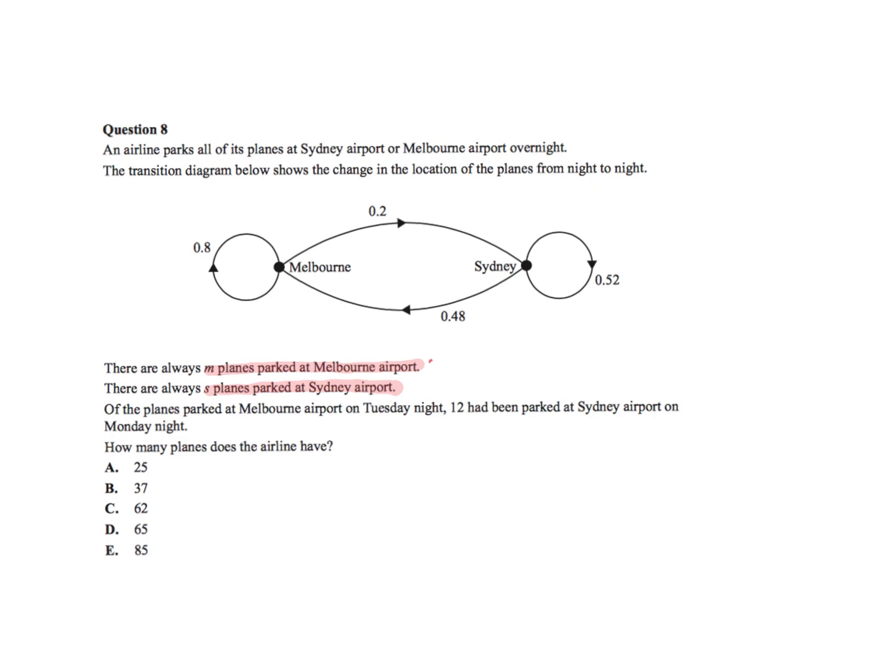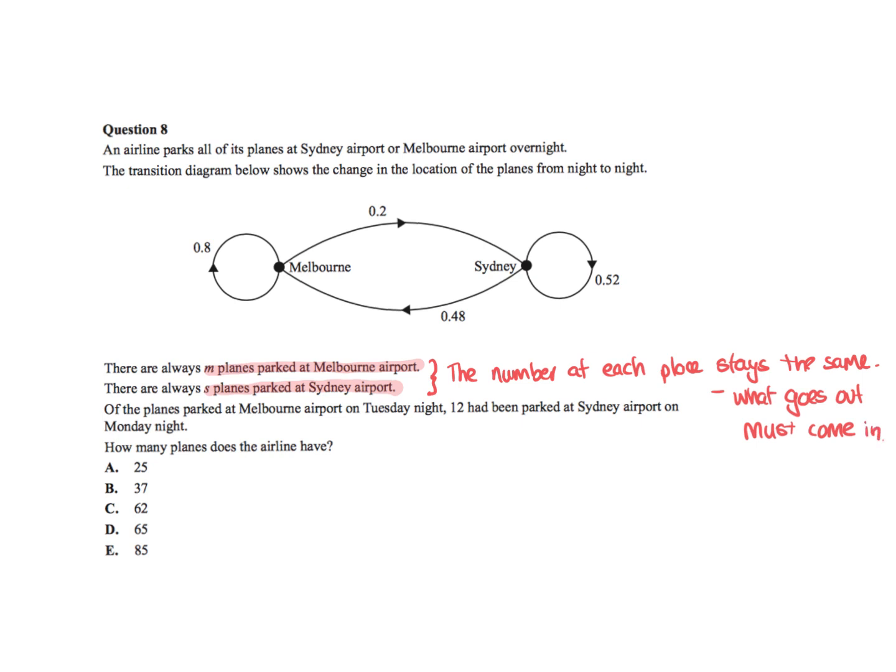What that's telling us is the numbers at each place stay the same. So when that happens, what goes out must come in. If some go out, the same amount must come in because they stay the same amount. All right, so that's that, because that was important.